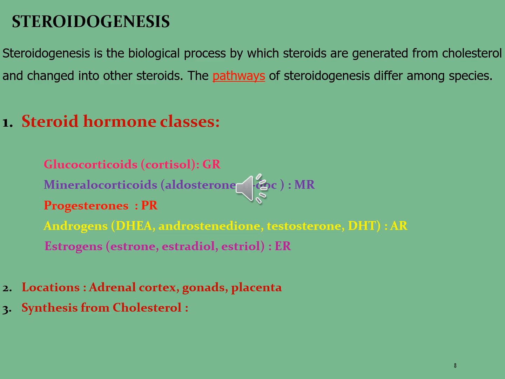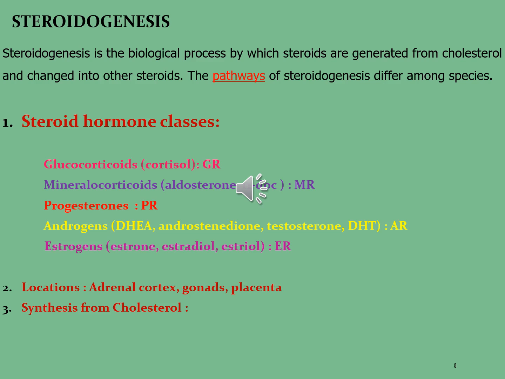The next one is progesterone, which is represented by PR. The common examples are progestins. The next one is androgens. The common examples of androgens are DHEA, androstenedione, testosterone, and dihydrotestosterone. It is represented by AR, the androgen receptor. The last one is estrogens. The common examples of estrogens are estrone, estradiol, and estriol. This is represented by ER.